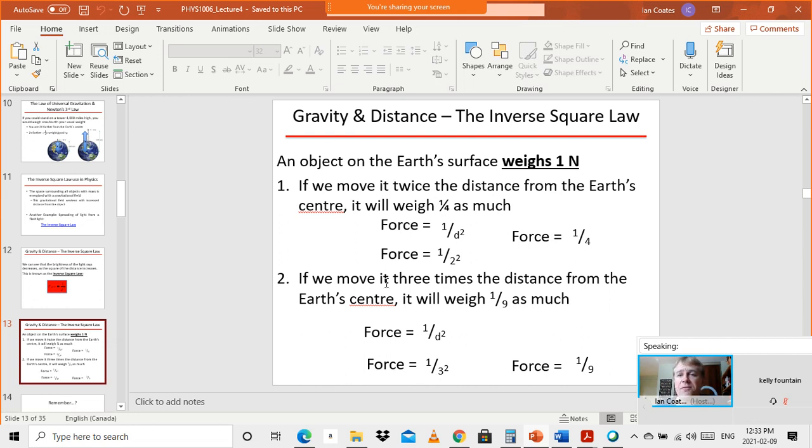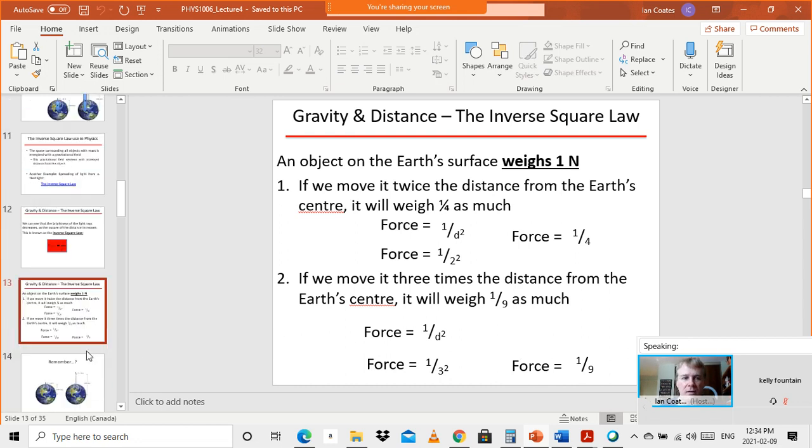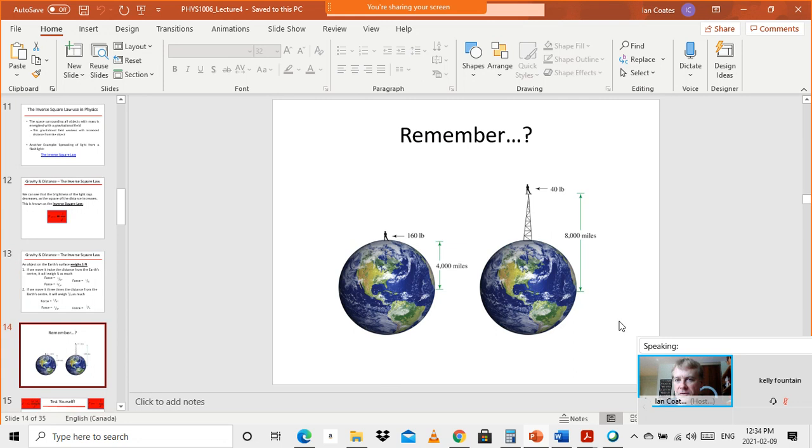If we move it 3 times the distance, so here's one radius, so it's sitting on the Earth's surface. Here's another one, so I'm 2 times. And then here's another one. So now I'm 3 times the radius. And you see here, 1/d squared, 3 squared is 9. So now the force of gravity is 1/9. So that's how this one goes. This is called the inverse square law.